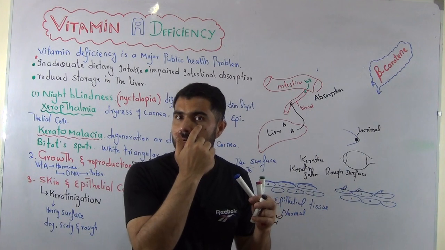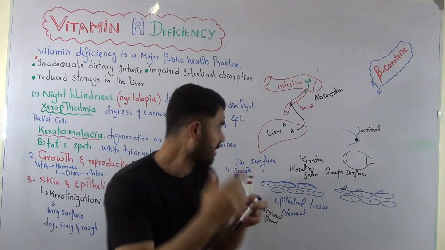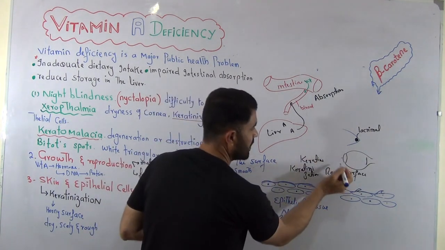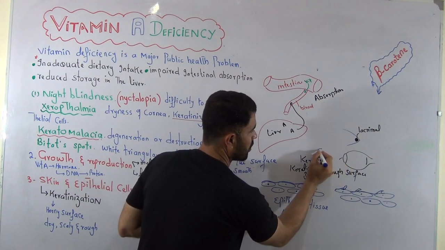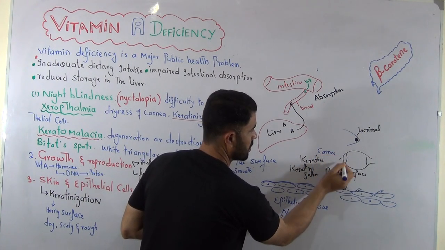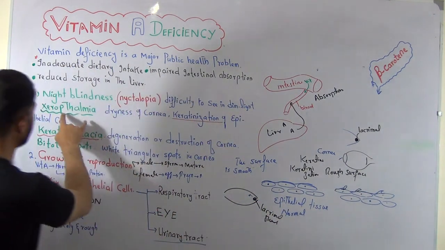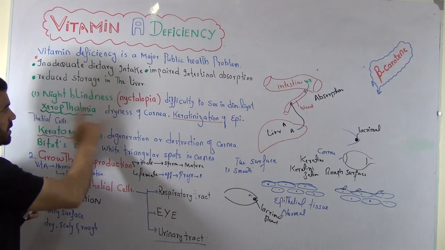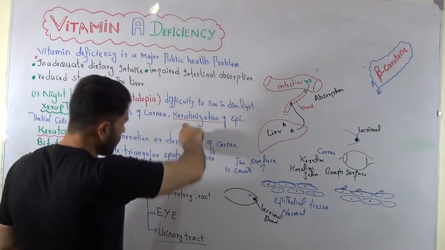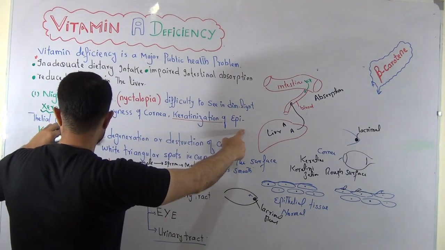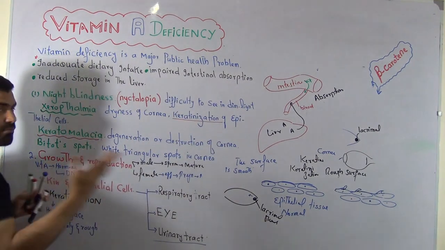Your cornea, the upper layer of the eye, I suppose this is your eye, this layer is called the cornea. The cornea becomes dry, and this condition is called xerophthalmia. Dryness of the cornea or keratinization of the epithelial cells. First one.